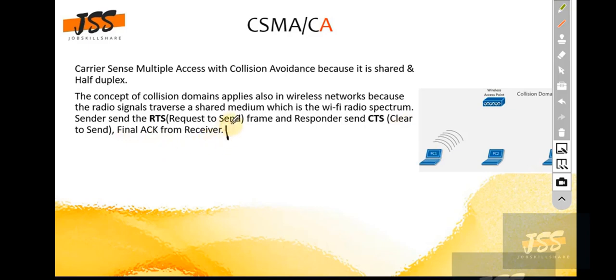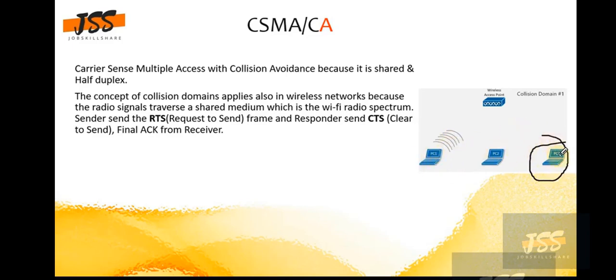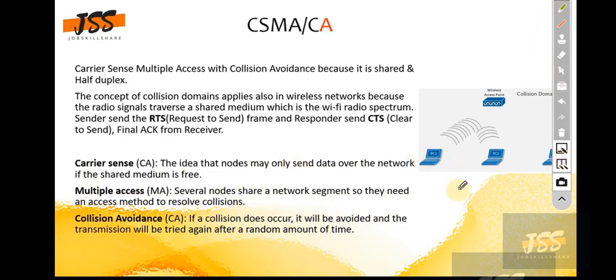After that, a final acknowledgement will be sent from the receiver. Once it receives the data, it will send the acknowledgement back to the sender. Then if another system, PC3, wants to send, the acknowledgement has already been sent, which means the path is clear, and it is ready to send. So the concept is almost symmetrical to what we discussed in CSMA/CD. Everybody will sense the carrier, everybody has the same access to send information, and if there is any kind of collision, they need to avoid those collisions.